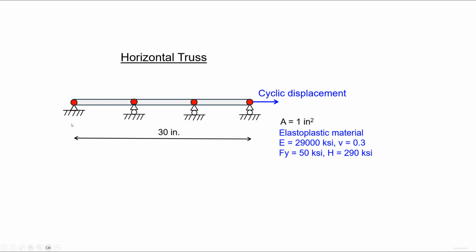The leftmost node is fully fixed, let's call it, against any translation, and then all the remaining nodes are allowed to fully translate horizontally. We also are given various quantities of interest here. The cross-sectional area is 1 square inch. We have elastoplastic material with an elastic modulus of 29,000 ksi, a Poisson's ratio of 0.3, a yield stress of 50 ksi, and a linear hardening modulus of 290 ksi.